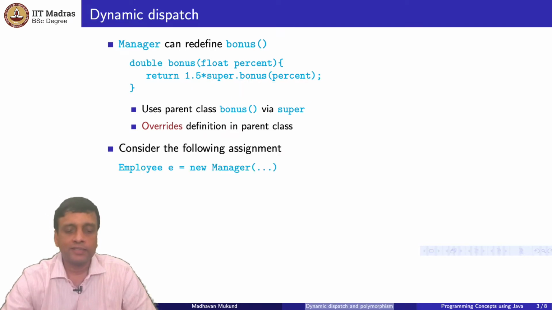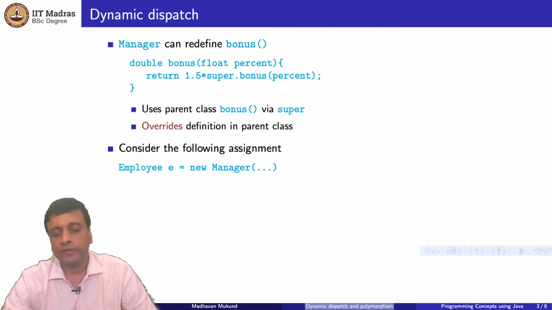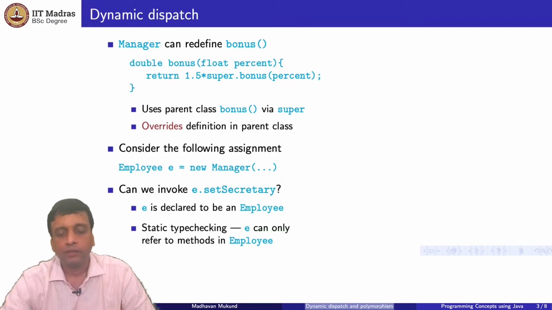So now let's look at this definition. We say employee E is a new manager, and this is legal, we said, because every time we expect an employee, we are okay with a manager, because manager is a subtype. It's a subclass. So think of set theory. Every manager is an employee. Now what about the instance variables? We know that manager has this extra instance variable which is a secretary, and it has an extra method to set the secretary name and to get the secretary name.